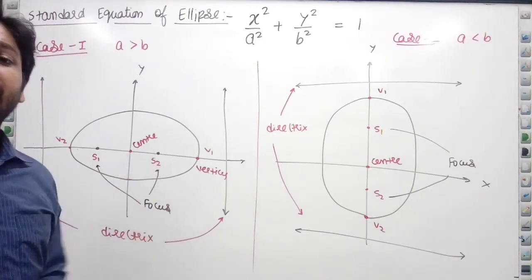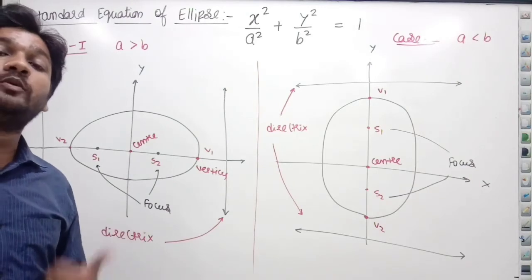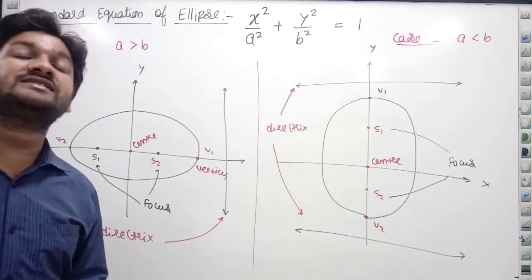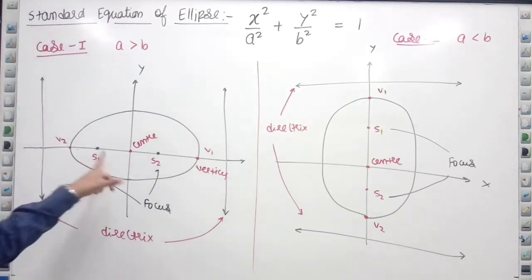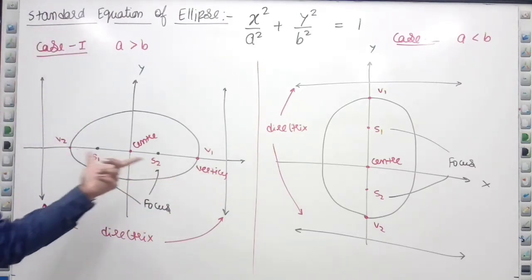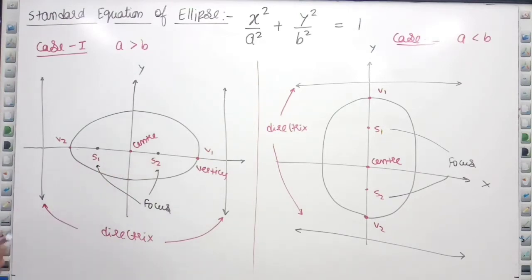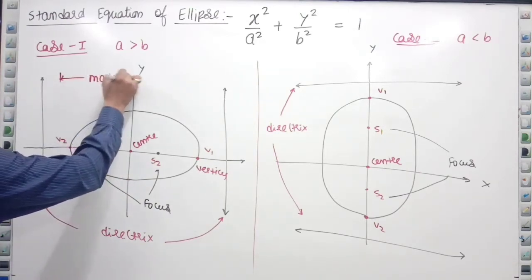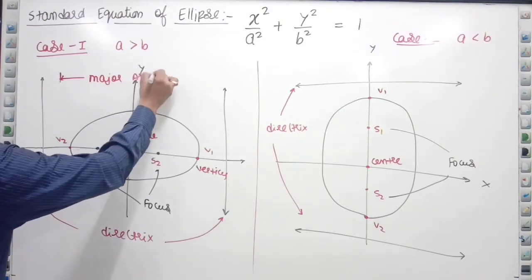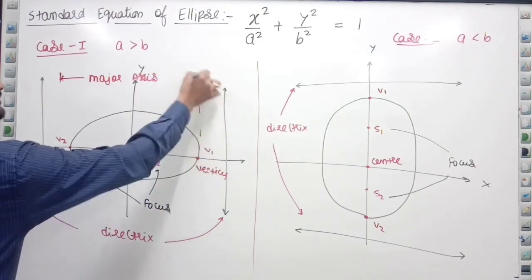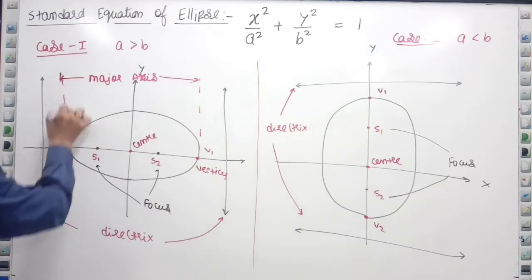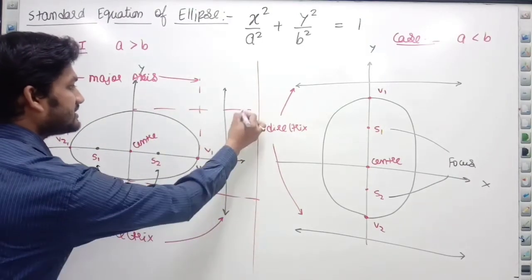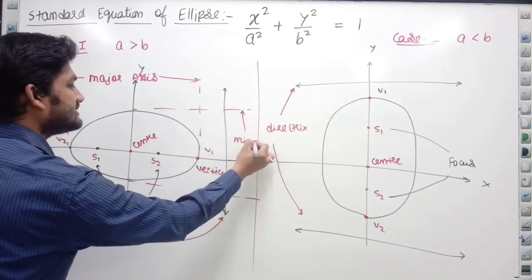Right? Axis. When I talk about axis of the ellipse, we have two axes. One is the major axis and one is the minor axis. The line joining the two focuses is the major axis. This is the major axis. And the minor axis will be this. This is the minor axis.